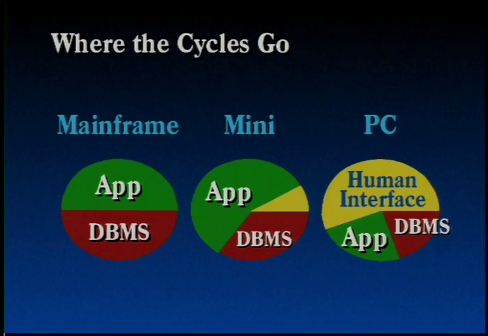Here's another way of thinking about that problem. This set of three pie diagrams shows where the cycles go in a classical application in three different environments. On the mainframe, all of the cycles go into database or application because mainframes deal with block mode terminals and have no cycles to give to the user interface even if they want to. That's one interesting aspect of looking at these three pies. The other interesting aspect, though, is looking at where the cycles go on the mainframe. They don't all go to the database. In fact, one of the reasons that relational databases have not just taken over on the mainframe is they aren't fast enough.